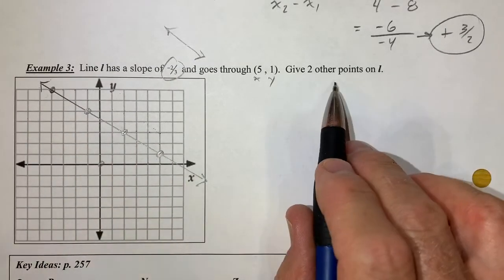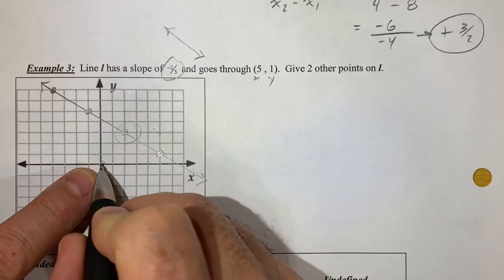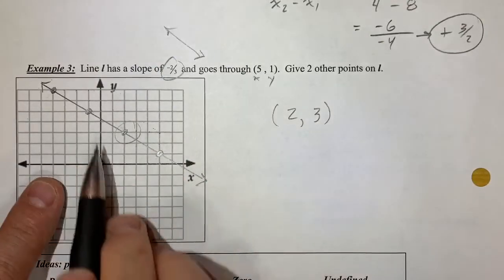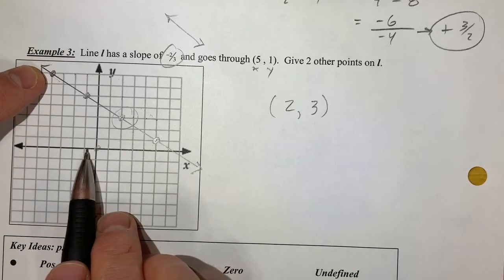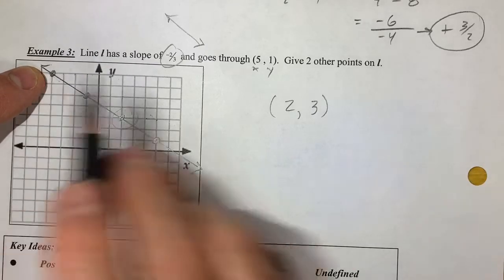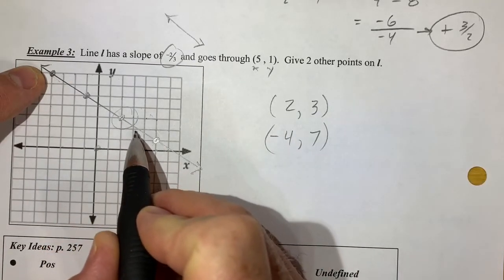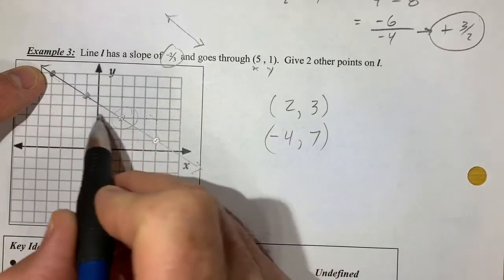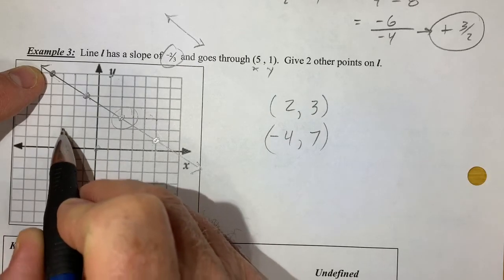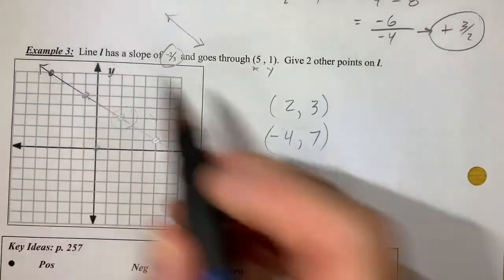So give 2 other points. Okay, so this is the point we started with. What's this point here? It could be the point over 2 up 3. So it could be 2, 3. What about this one? I'm going to go to this one way over here. 1, 2, 3, 4. So it's 4 to the left. 1, 2, 3, 4, 5, 6, 7. So it could be -4 and 7. Now I could use any point in between here too, right? But these are not dead on. Try and go for the dead on points. Like I could estimate this one, it looks like it's 1, 2, 3, and it's 6.1, 6.2. It's an estimate, right? You're better off going for those dead on points.